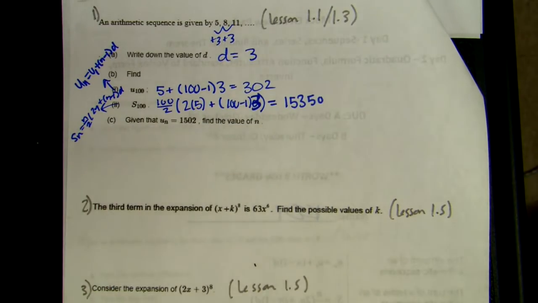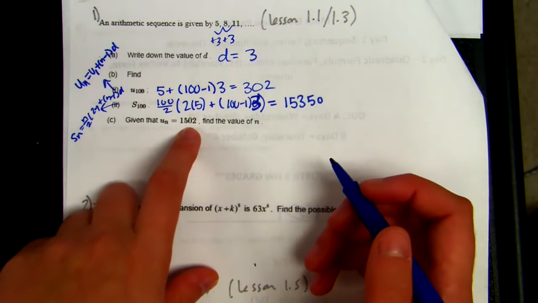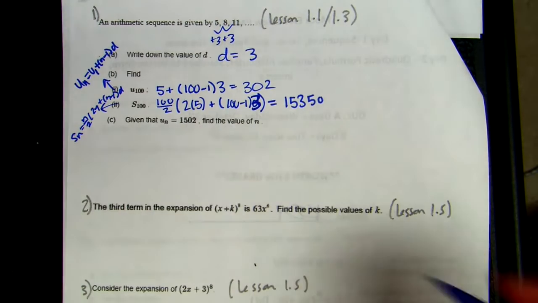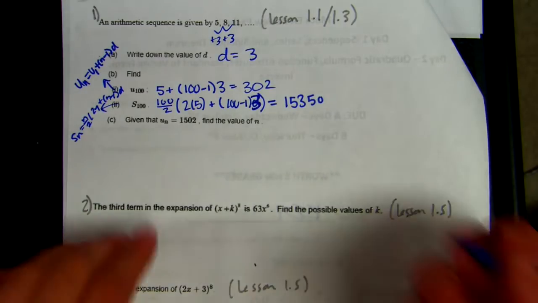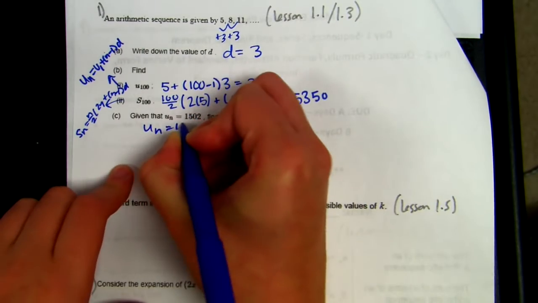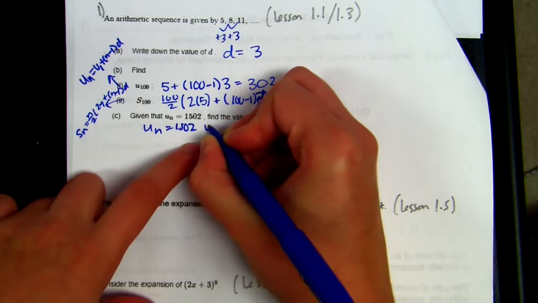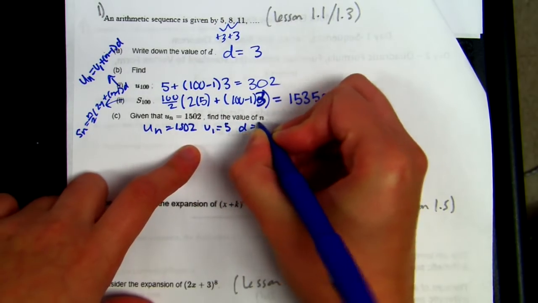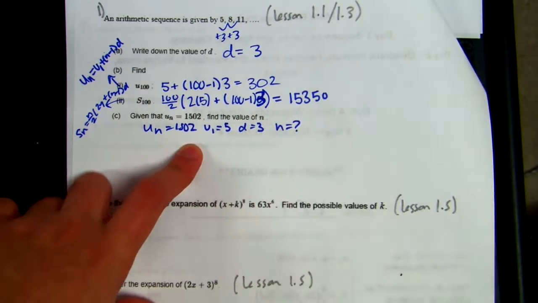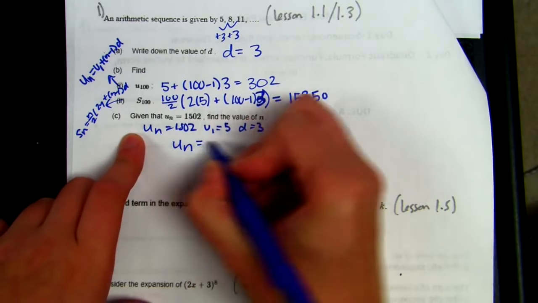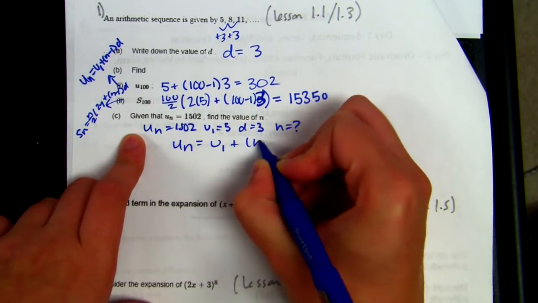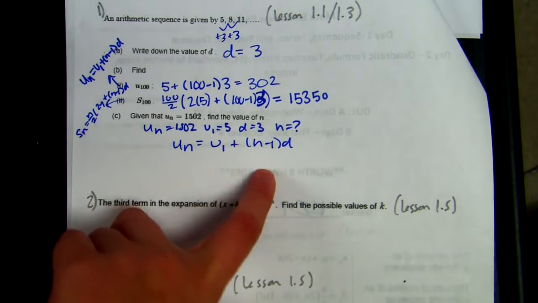Good. Next question. Given that u n equals 1,502, find the value of n. This is where it's really helpful to write out what we know. We know that u n equals 1502. We know that the first term is 5. We know that the common difference is 3. But we don't know n. So we can fill in around this formula given what we know and what we don't, and then solve.